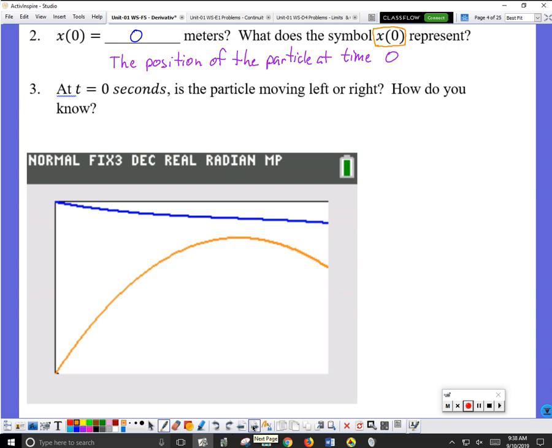Position at time 0. So I go back to the calculator. I find the position is 0. What does the symbol represent? It represents the position of the particle at that time.